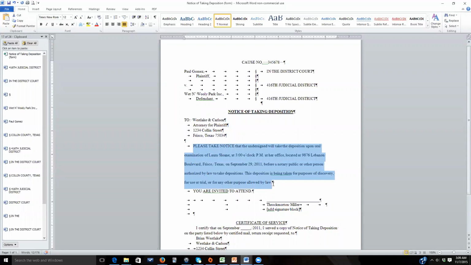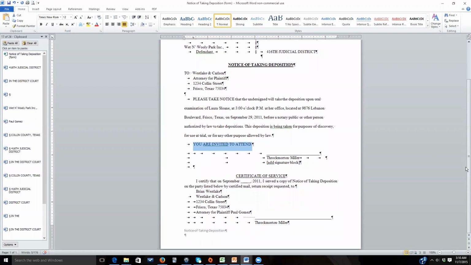Then we have the body of our document. It's common to put "please take notice" in all caps. Certainly nothing magical about it, but that's a common thing to do. It's also common to have "you are invited to attend" in all caps. When you read this, you'll see it's not well written. Of course, you're going to do a better job writing it than poor Mr. Miller's previous paralegal. There's all kinds of passive voice and things like that you're not going to want to use. You're also going to want to make sure your genders are correct or there are any other issues. And you'll need to add a signature block here.